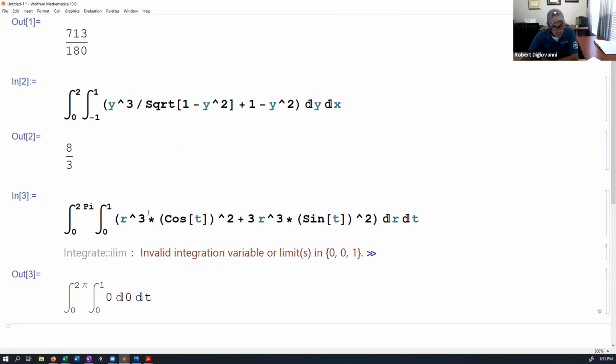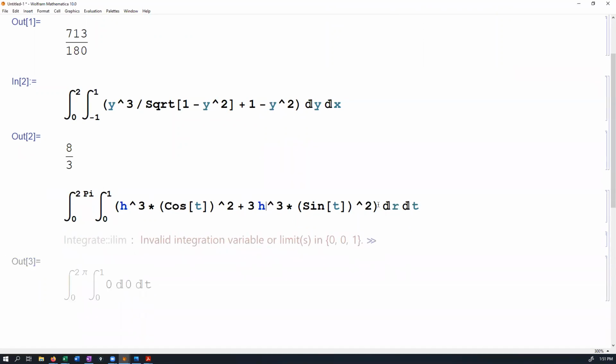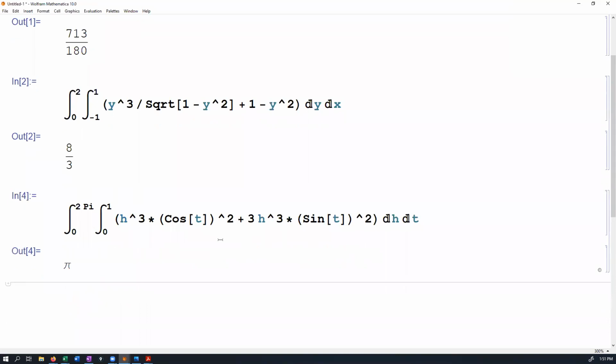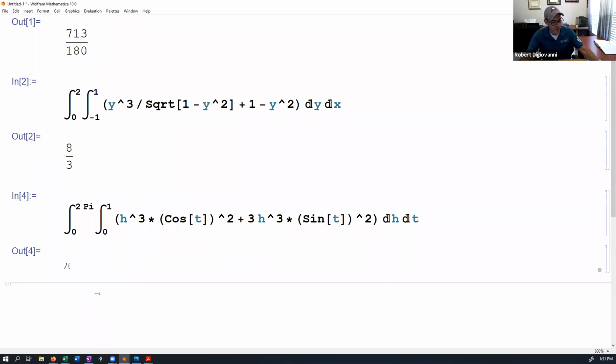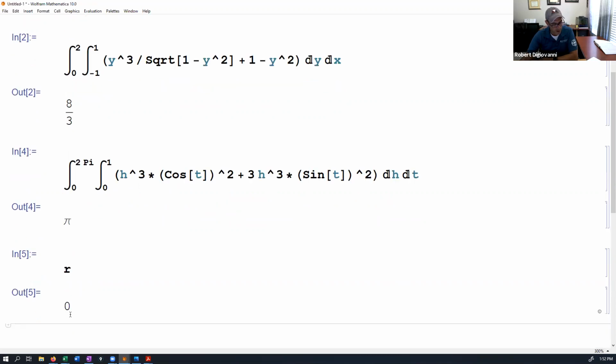Okay, something is wrong. R has been assigned somewhere else. I see what you did. The problem is R is already defined by the system. See, R is defined to be 0. I need to clear R from the memory. Don't worry about it, I'll just use different variables.